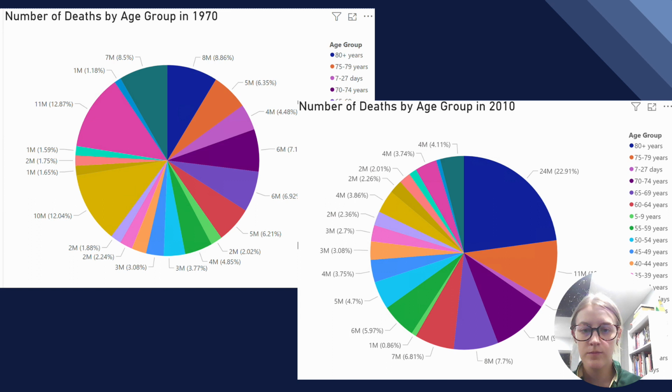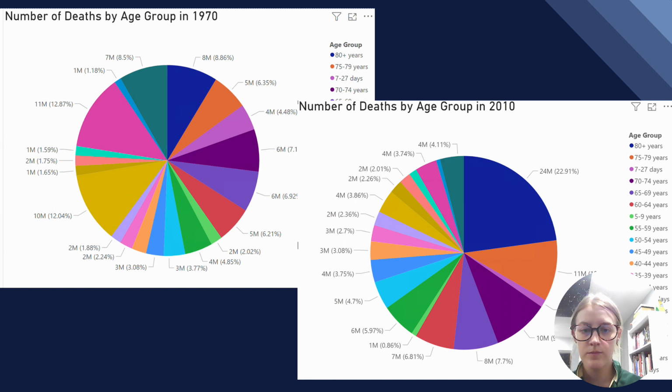This slide shows 2 pie charts that explain the number of deaths by age groups in 1970 and then again in 2010. The pie chart in the top left corner is going to be the 1970 data. As we can see, the largest slice in the pie chart is going to be 11 million, and that's going to be for our 1 to 4 year age group. The second largest slice we have in the pie chart is going to be 10 million, which is our 28 to 364 days age group.